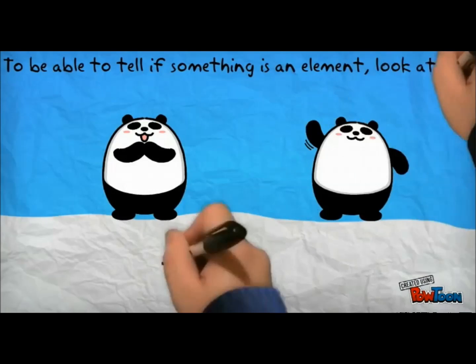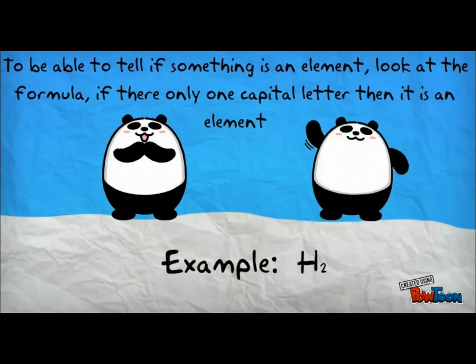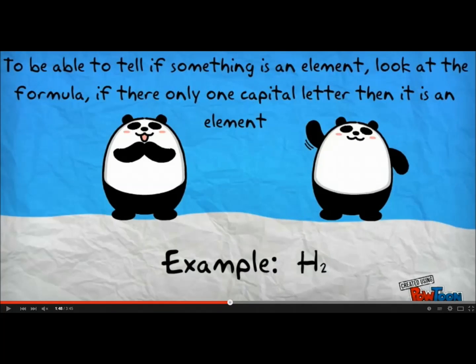So to be able to tell if something is an element, you're going to look at its formula. And if that formula only has one capital letter, then it is an element. If there's more than one capital letter, we'll talk about what that means. But here's an example, H with a little 2 on it. So there's numbers involved in formulas also, but there's just the one capital letter. Other examples of formulas would be capital C for carbon, O little 2 for oxygen, O little 3 for ozone.